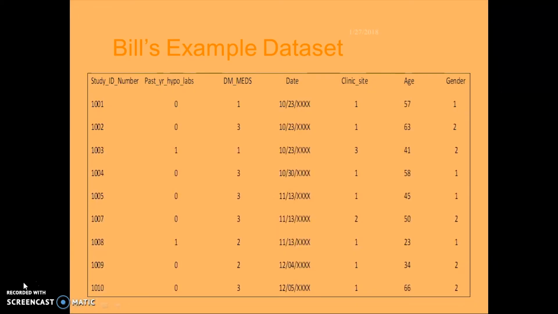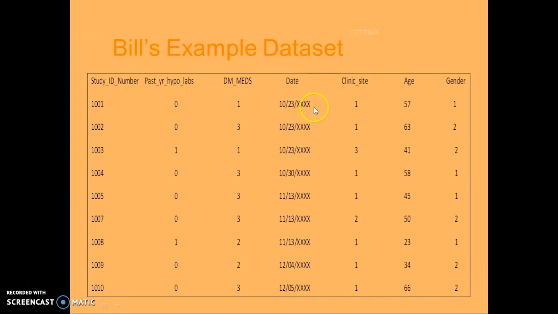So here's an example data set created by Dr. Corser. Here's that study ID number we were just talking about. They started with 1001 and went on. They collected some data about a lab. Here's diabetes meds. You can see 3 different meds were used. Date. Now, the full date was not given.